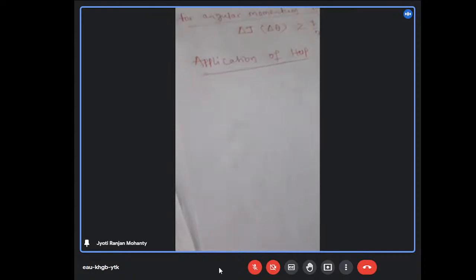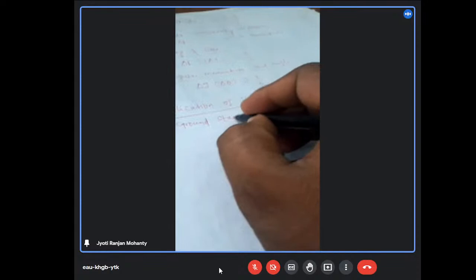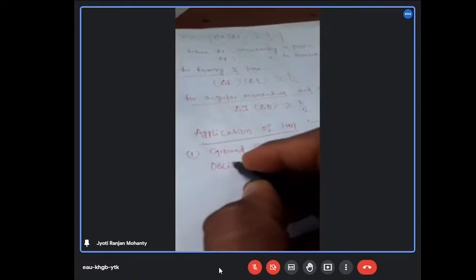The first application is the ground state energy. This is a very important long question: the ground state energy of the linear harmonic oscillator.